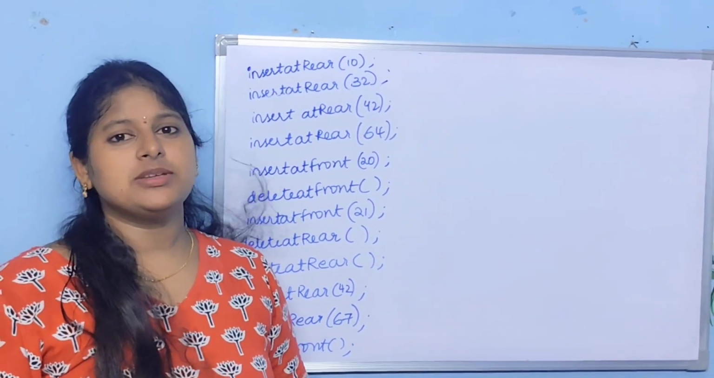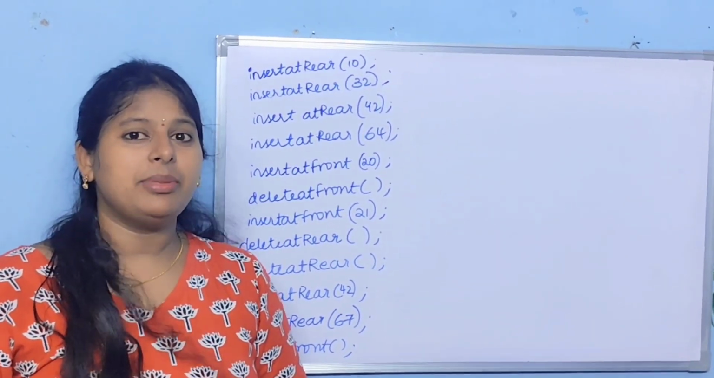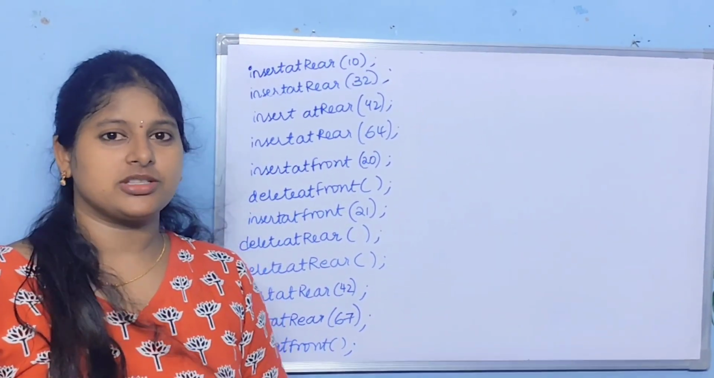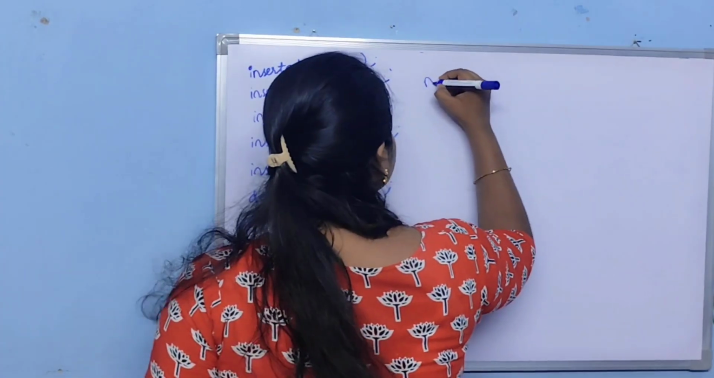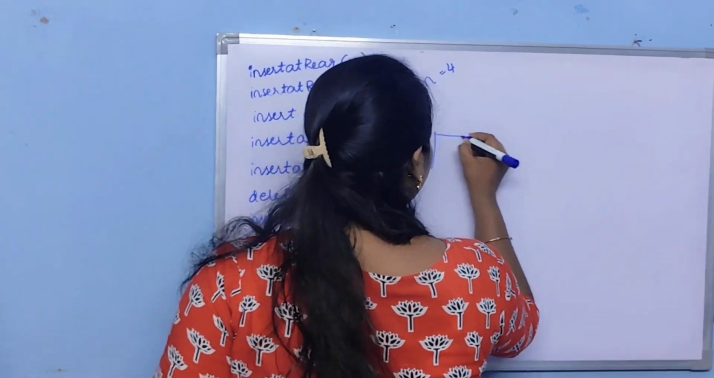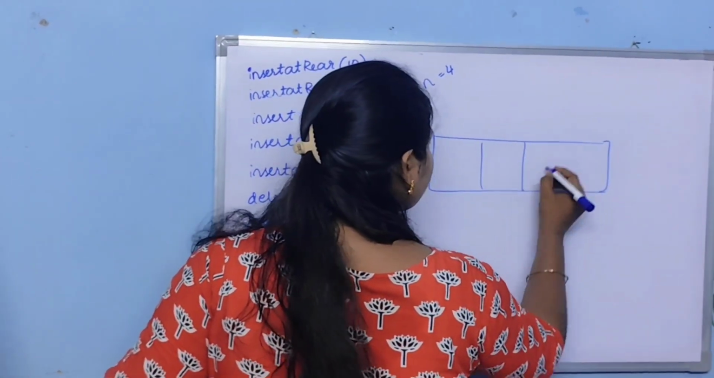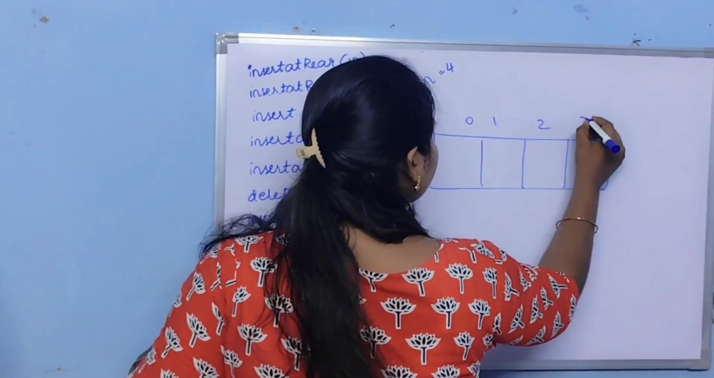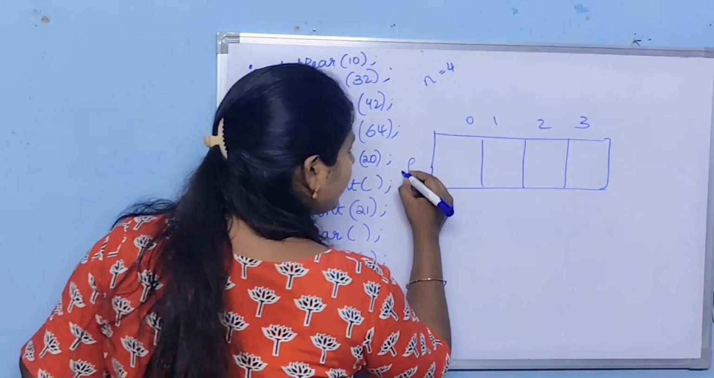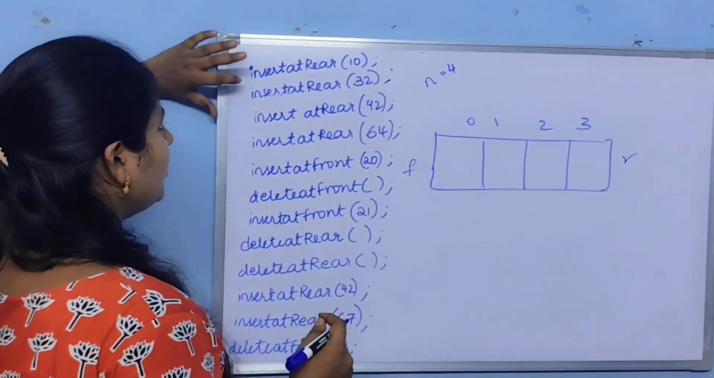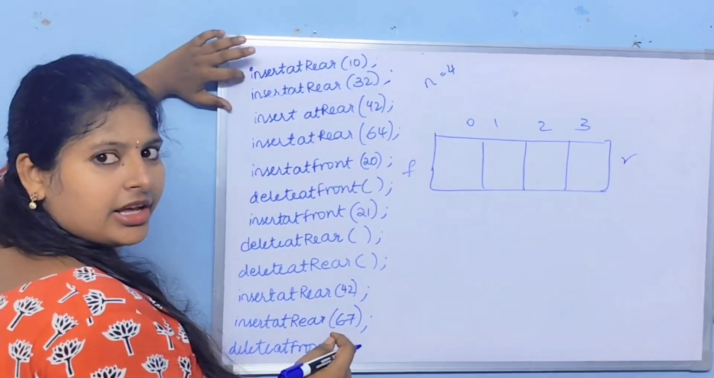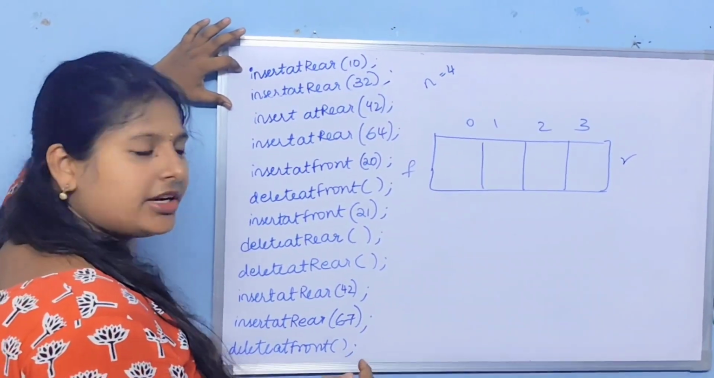So let us perform a simple activity on how to perform double-ended queue operations, DQ operations, right? So my queue capacity is 4, okay? Right? This is my front end and this is my rear end. So the first operation is insert at rear. What happens if you try to insert at rear?